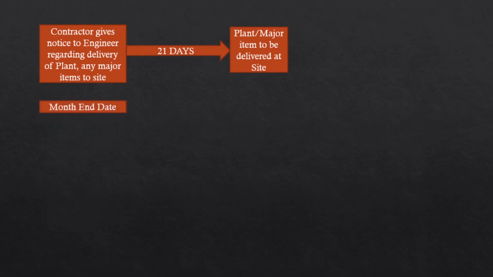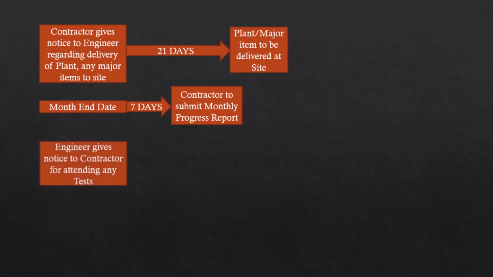Then the month and date. From the month end date, within 7 days, the contractor needs to submit the monthly progress report. That is, before the first week of every month, the monthly progress needs to be submitted to the employer. Now, the engineer gives notice to the contractor for attending any test. This needs to be given within 24 hours before attending the actual test.